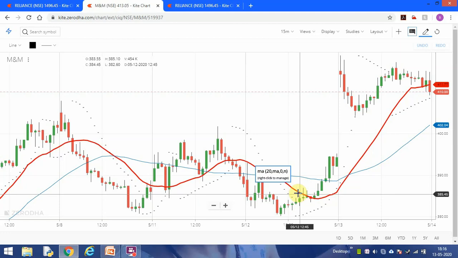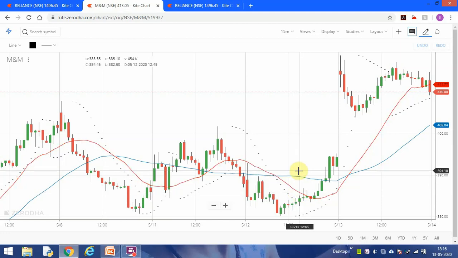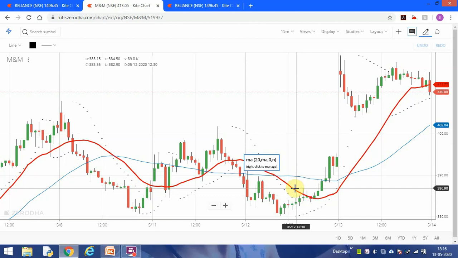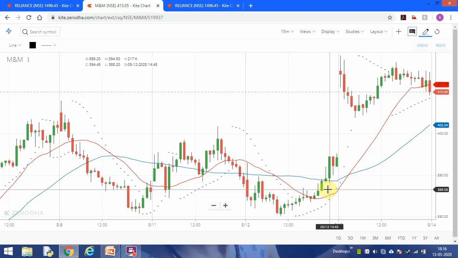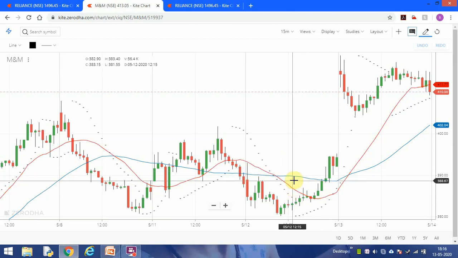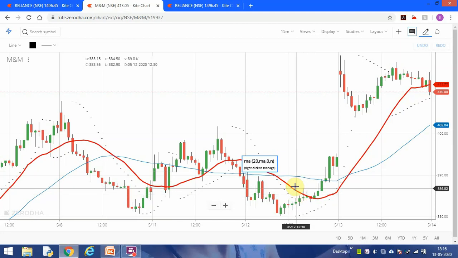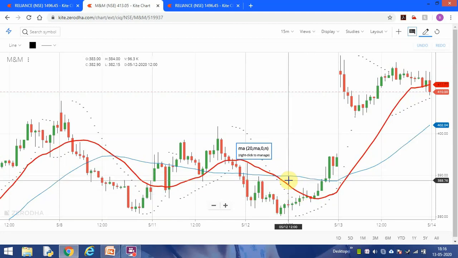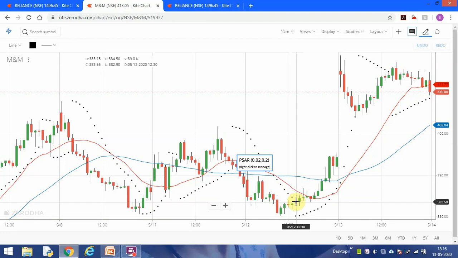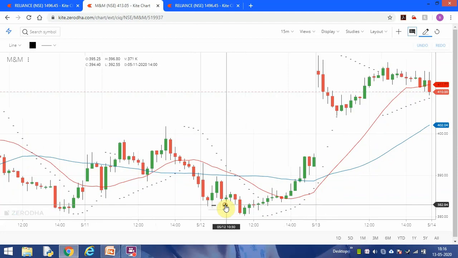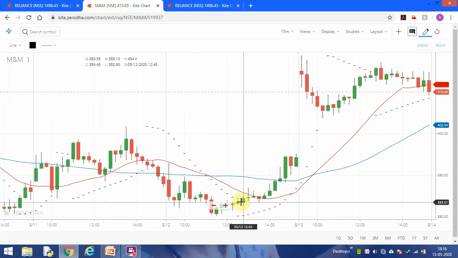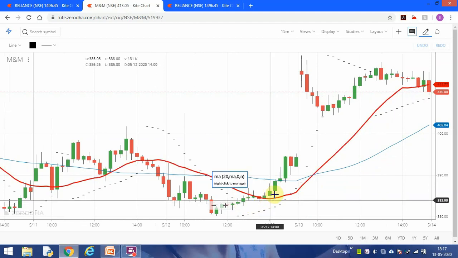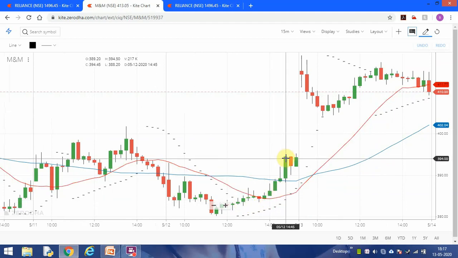And moving average also, this is 20 moving average and this is 40 moving average. So this moving average is crossing this moving average, means 20 moving average has changed its direction. So you can buy here because there is a trend change and you get a buy signal. You can buy it here at the level of 383. Then you continue with the trade, and this is 394, so you can get 11 rupees profit.